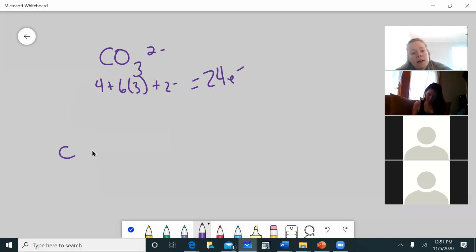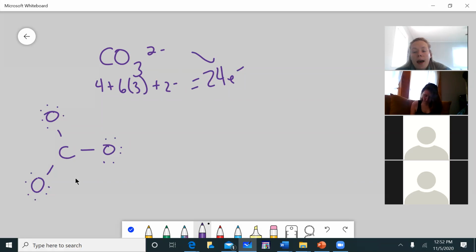So I'm going to put carbon in the center. I'm going to stick it to my 3 oxygens, and I'm going to start making the outer guys happy. So add 6 to each of these. Okay, so 24 electrons are on the board right now. Are the oxygens happy? Yes. Is the carbon happy? No, it's close to it, but it's not quite there. So what we have to do is make a double bond.